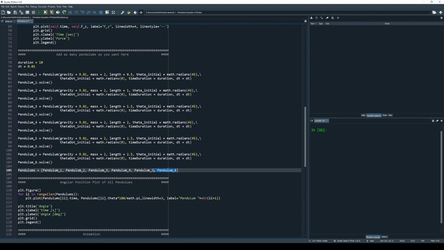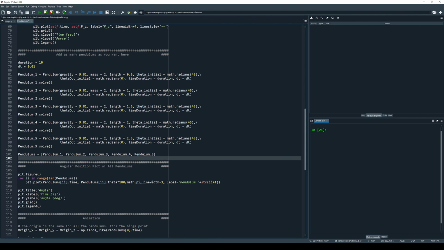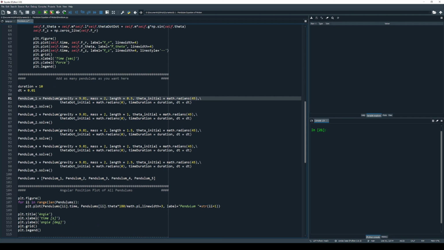Okay? So you can add as many pendulums as you want, remove as many pendulums as you want. Do whatever you want. You can see our initial condition is that it's going to start at 45 degrees. It's going to start at 0 degrees per second. All of the gravity terms are going to be the same.